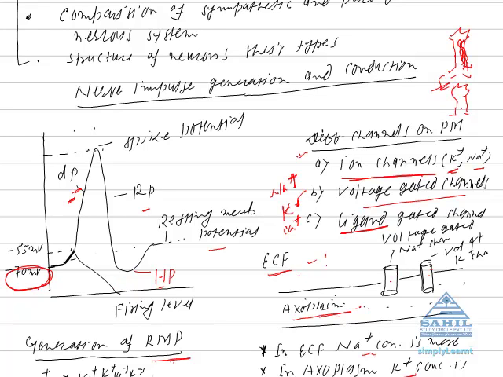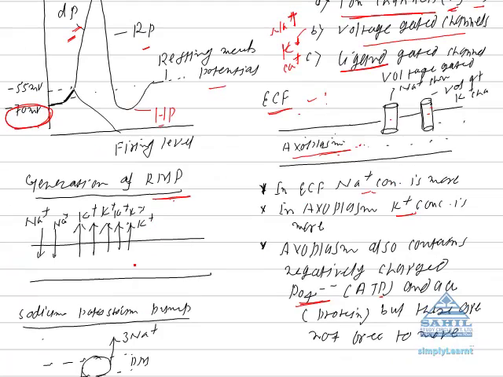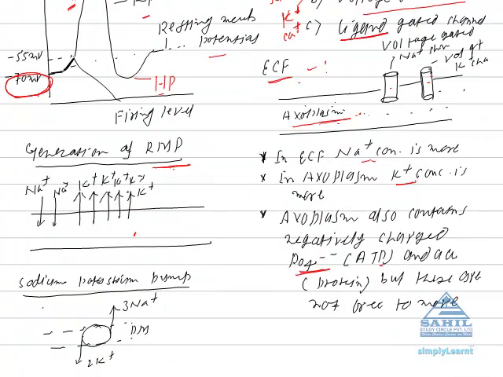Such resting membrane potential is achieved. See, this is again the diagram of an axon. This fluid, which is called axoplasm, is rich in potassium ions. Outside fluid is called ECF, which is rich in sodium ions. So there is a concentration gradient.